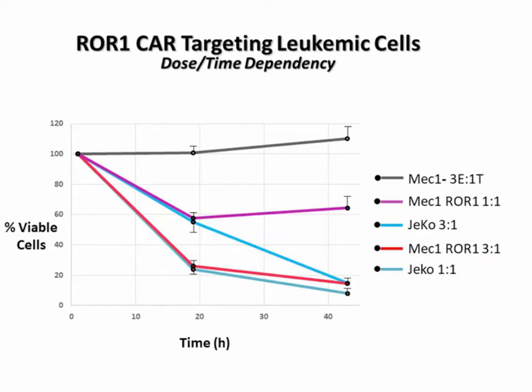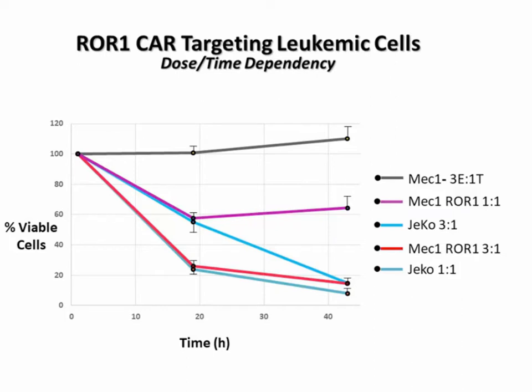this process is both dose and time dependent. So now we've gone back to look at both our MEC1 negative cell lines and our JeKo cells and our MEC1 ROR1 positive cells, looking at a variety of effector to target ratios and looking at a time-dependent method, we can see that these cells do work in a time and dose-dependent manner.